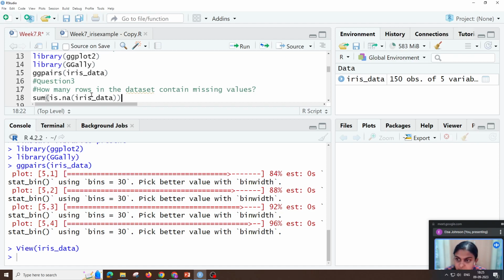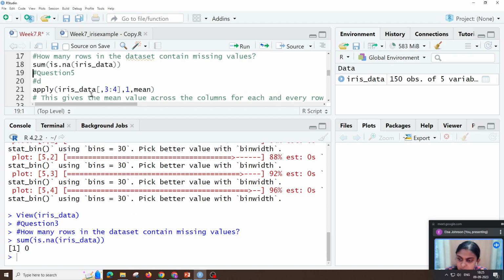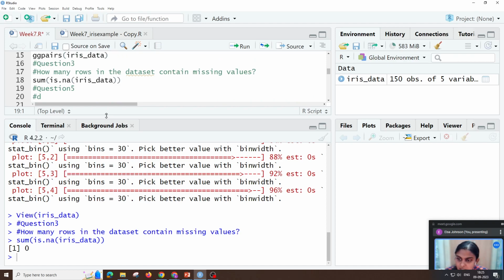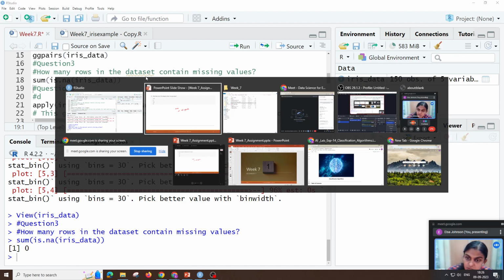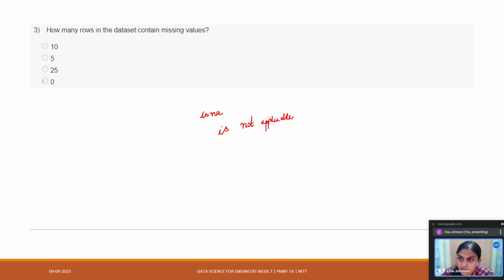So I am just putting sum of is.na of iris data. If I run this particular thing, I will be getting a 0 value. Okay, so that is known as how to find the missing values or rows in the data set that contain missing values. So here right now there are no rows present. So this answer is 0. I hope it is clear till now.